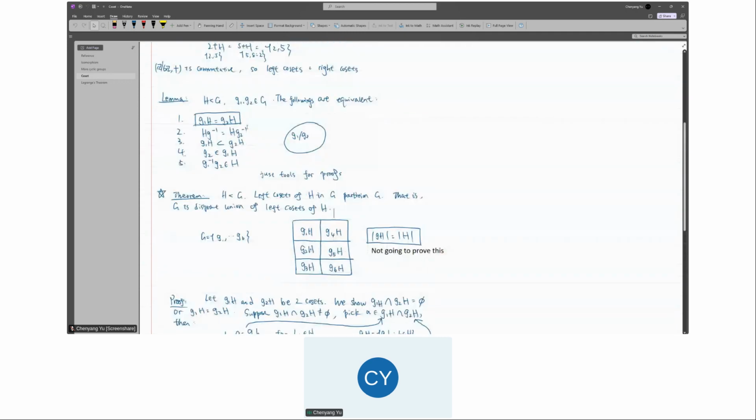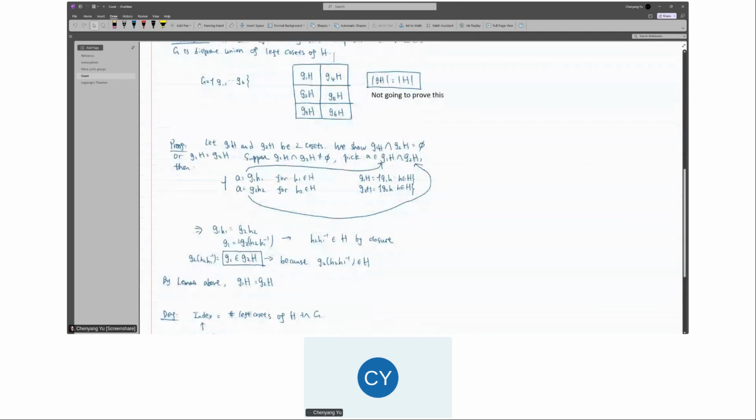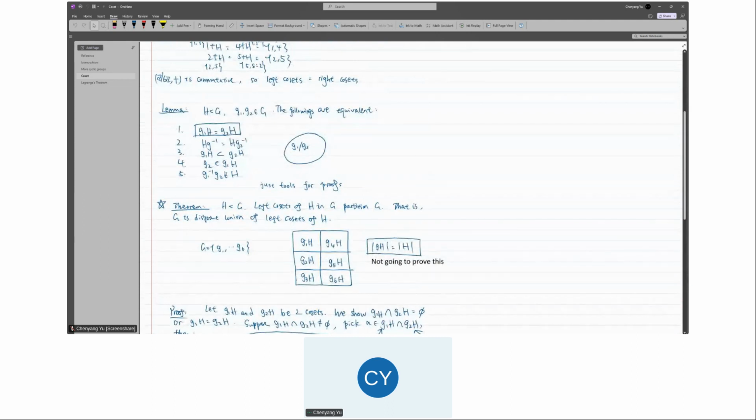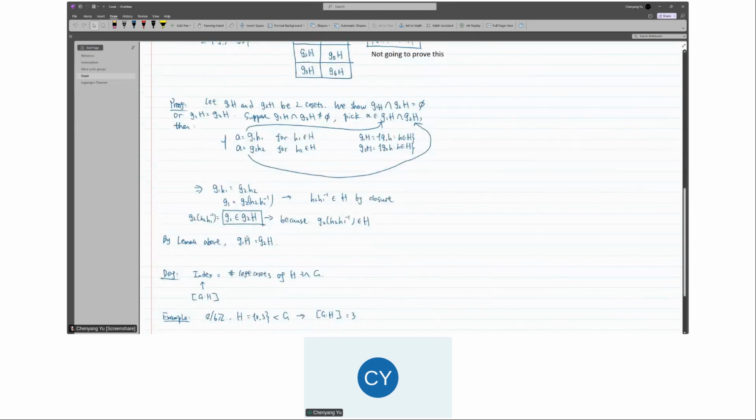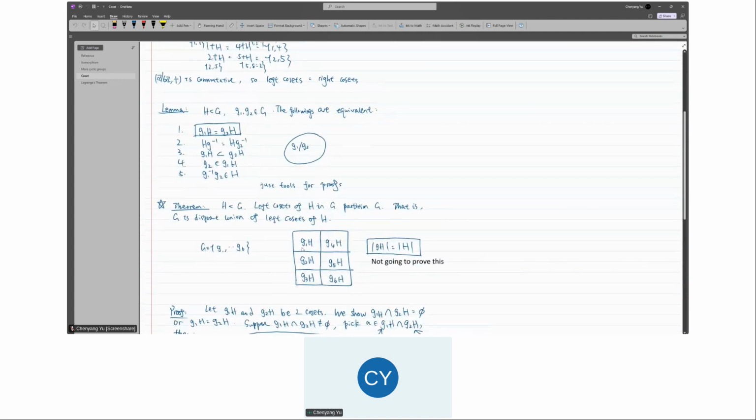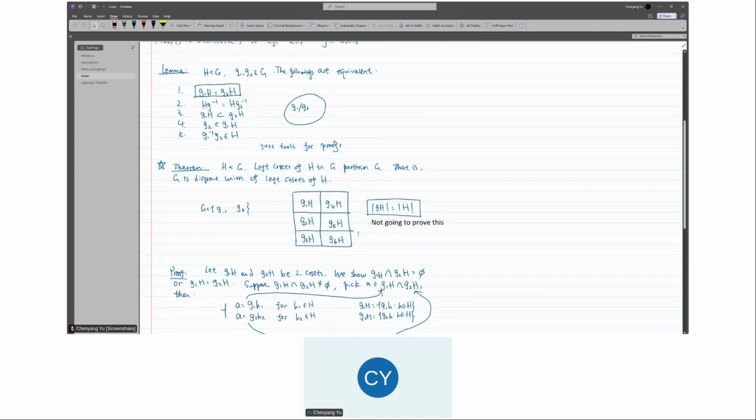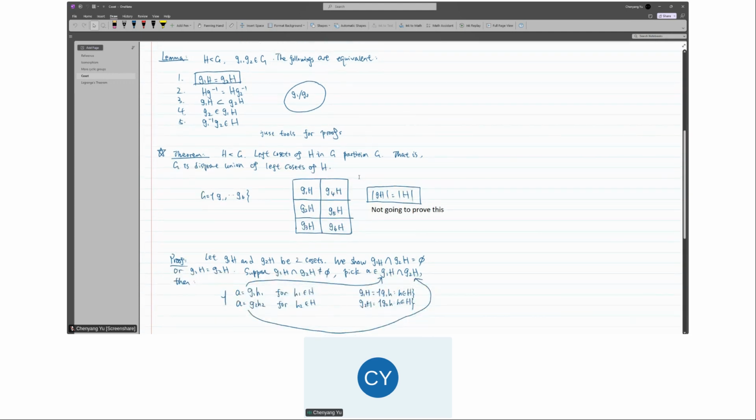And by the lemma above, like this lemma, we have 4 implies 1. Because of the symmetry, this says G2 is in G1H. You can derive that into G1 is in G2H. So 4 implies 1 is what we use here. Okay? So that proves that left cosets partition G. So again, I think the takeaway from this is just to visualize this as a chocolate bar.